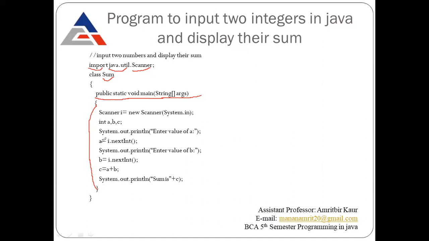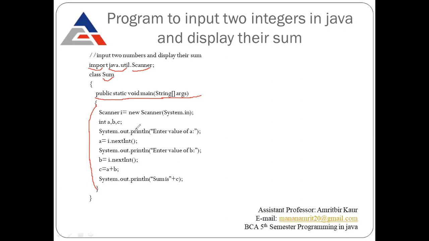So we want to store this value in A. A equals means the value on the right-hand side will be assigned to A. To receive a value, we use the function nextInt. In classes and objects we call a function as object dot function name. Here our object is I, the function name is nextInt, and we are not passing any parameter to the function. This nextInt function will receive only integer values.